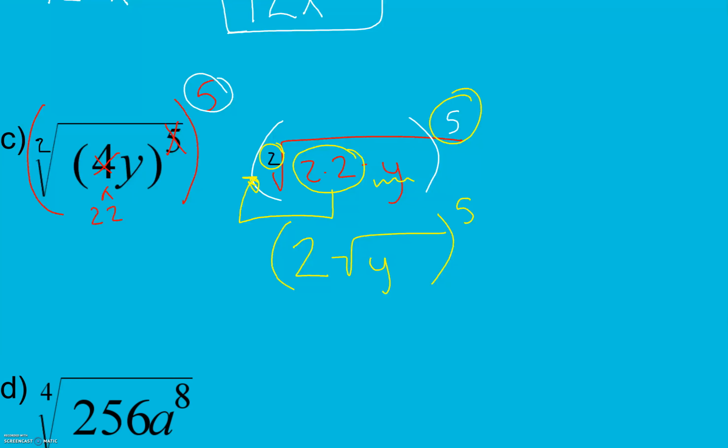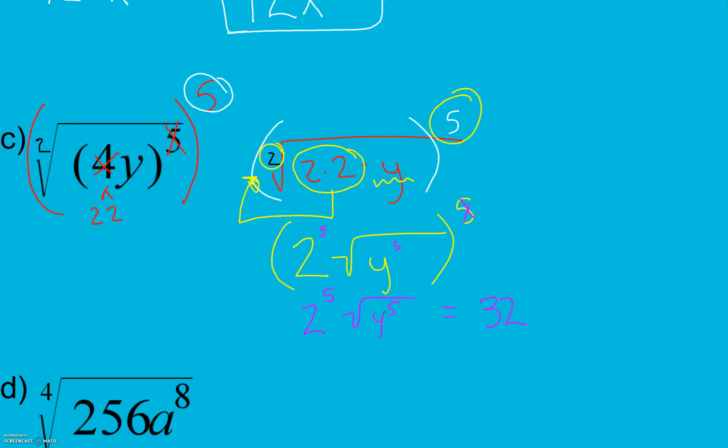Now, I have a product to a power. All that means, guys, is that I have something multiplied inside my parentheses. All I have is multiplication, and it's being raised to an exponent. So I can take that exponent to each of my factors: 2 to the 5th power, y to the 5th power. Here, 2 to the 5th power is 32.